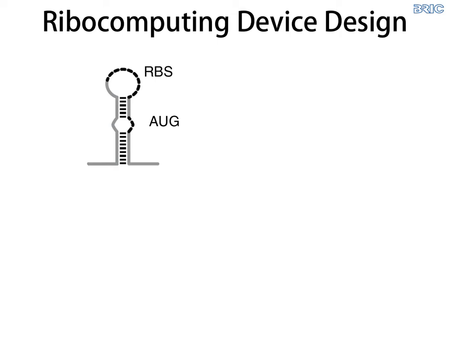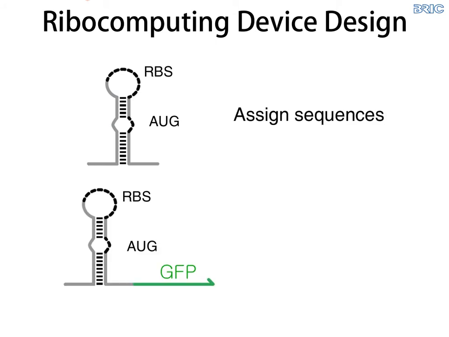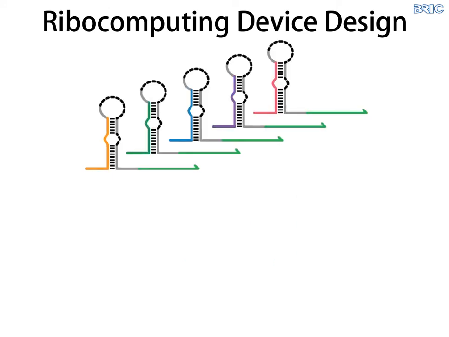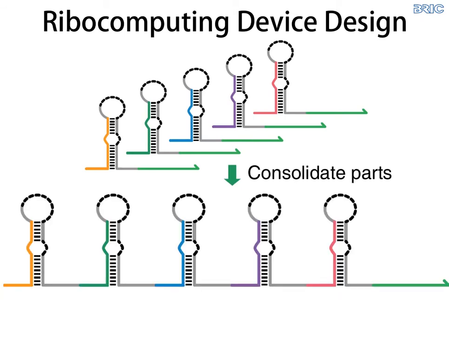So how do we design this? Similar process as a Toehold switch. So you have a secondary structure that has an RBS and start codon, and then you can assign sequences using computers, and then you can actually test them by connecting to a fluorescent protein, for example, GFP. You can test for performance, and then let's say you have a number of these validated Toehold switches, then you can list the validated parts, and then now you can consolidate those parts into a single long RNA. So now it is what we call a ribo computing device.